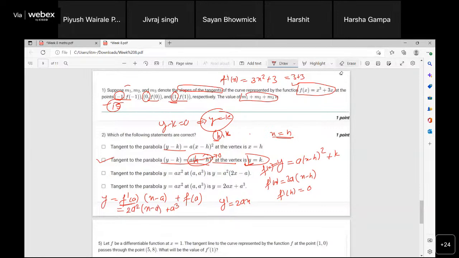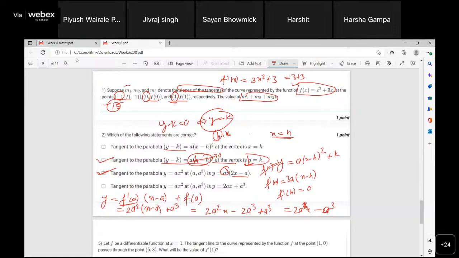So just simplify it. Basically you will get 2a square x minus 2a cube plus a cube. So minus 2a cube plus a cube will be minus a cube only. Here it is square, so I can take a square common. It will be a square times (2x minus a). So option C will be the correct one. Any doubt?